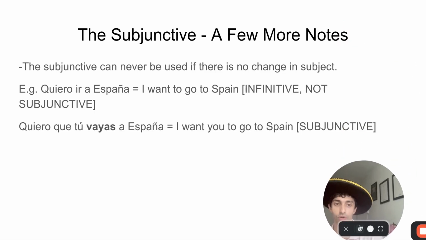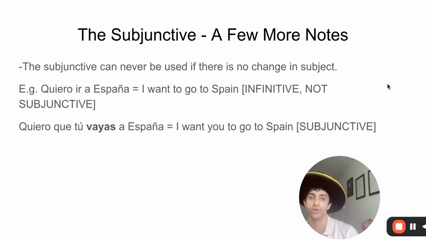Okay, so a few more things to note on the subjunctive. As I said, it is arguably the trickiest aspect of Spanish grammar for most students. So the subjunctive can never actually be used if there's no change in the subject. And when I say the subject, what I mean is the person or thing that's doing the action of the verb. So I'll give you examples here to illustrate and make it clearer.